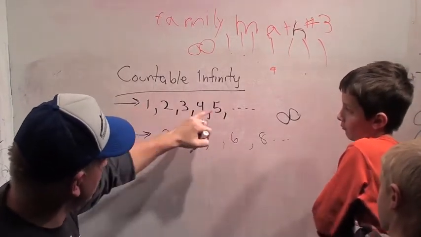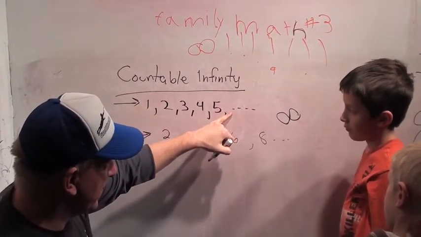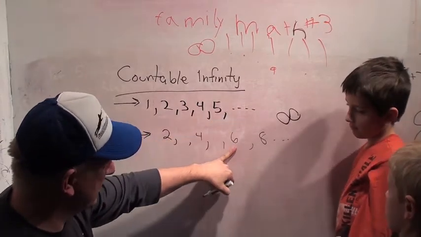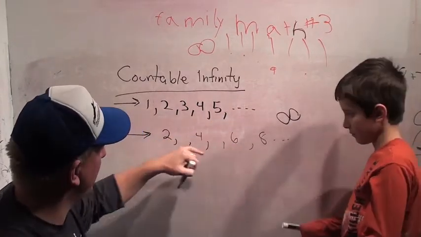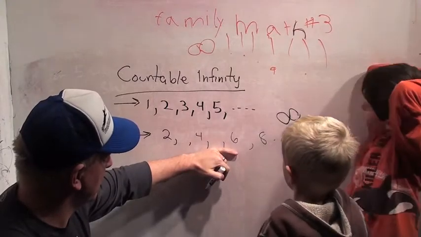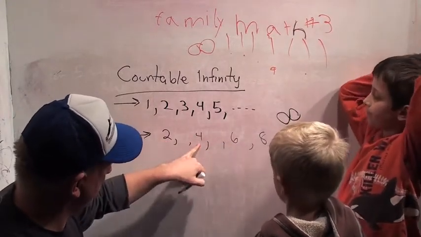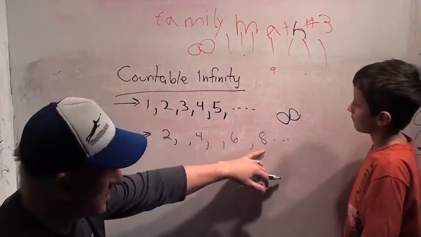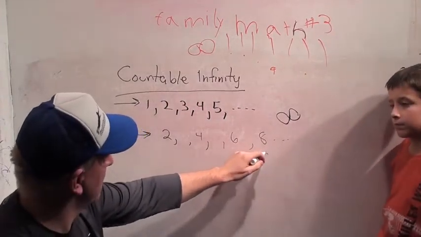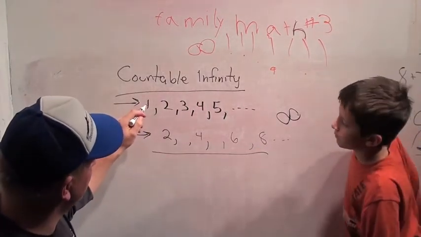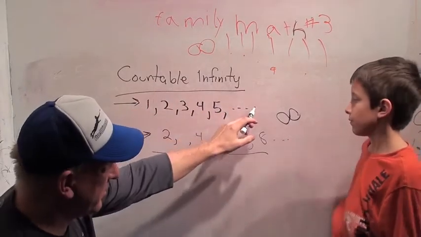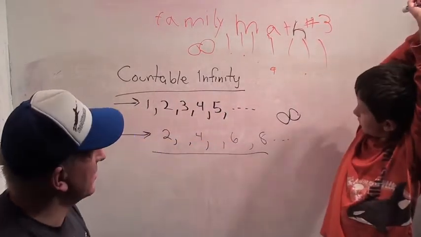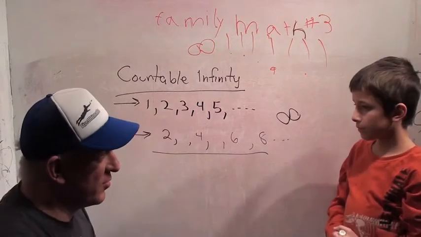When I hit 6 in this list, how many numbers do I have? 3. Very good. Now when I get to 8 in this list, how many numbers do I have? 4. And when I get to 8 in this list up here, 1, 2, 3, 4, 5, 6, 7, 8, how many numbers do I have? 8. So which list do you think is going to have more numbers?